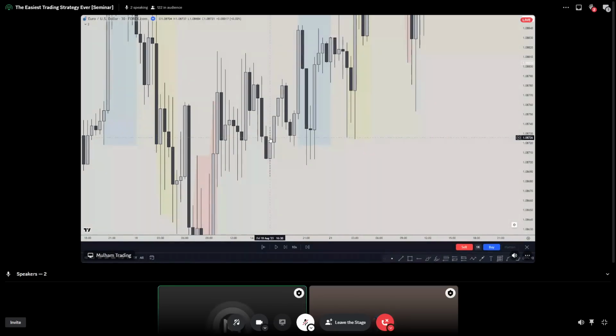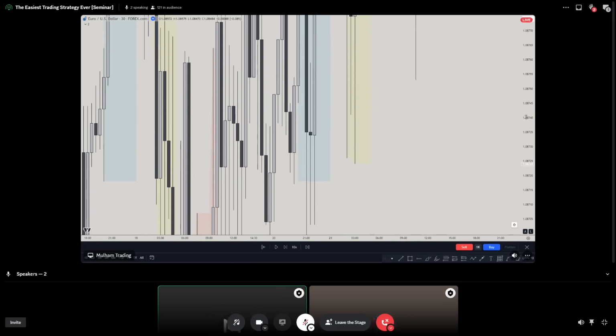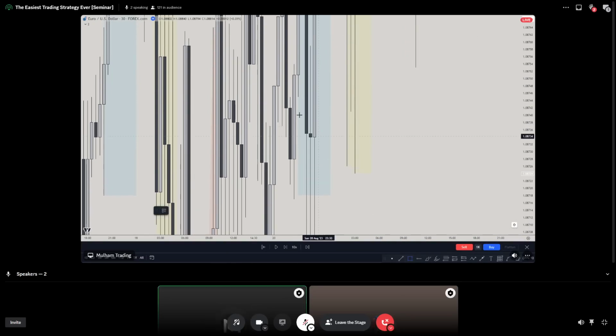Okay, you see how Friday is right here, Sunday is right here, and we have a very small fair value gap. That's the one. So if I go and mark this fair value gap, I'll just zoom in more and mark this fair value gap just like this.